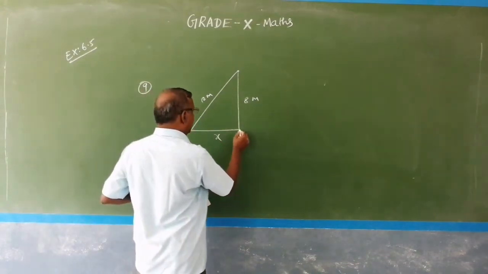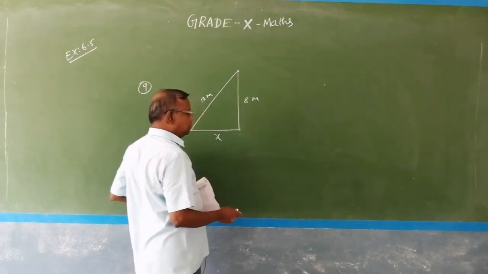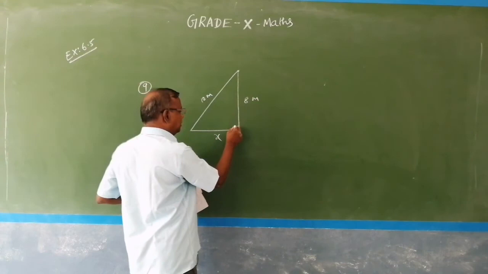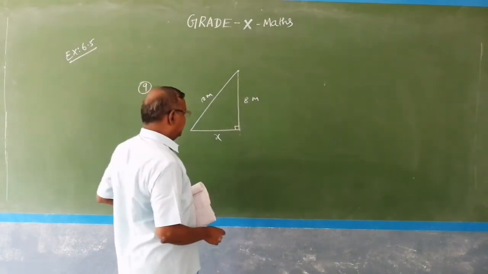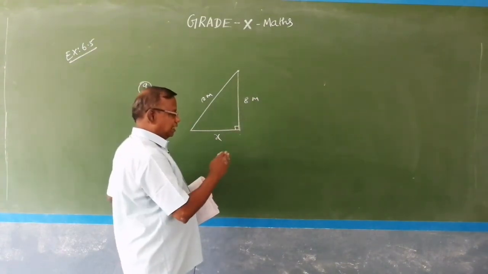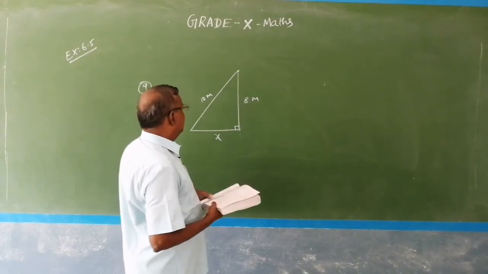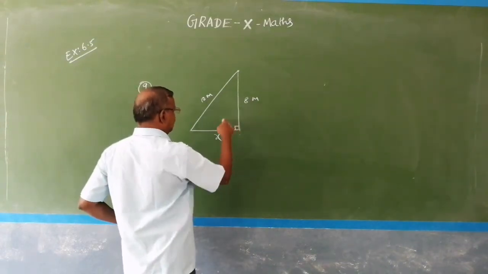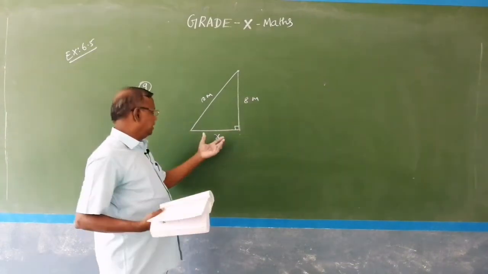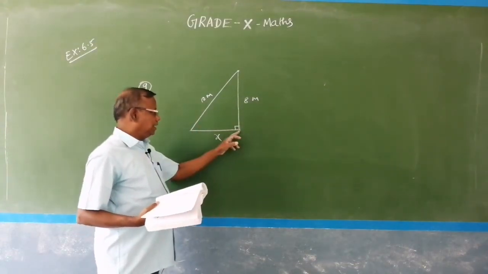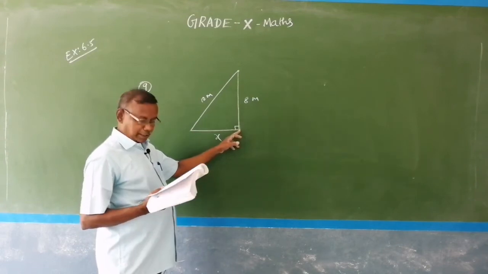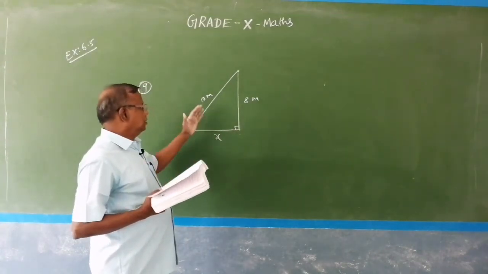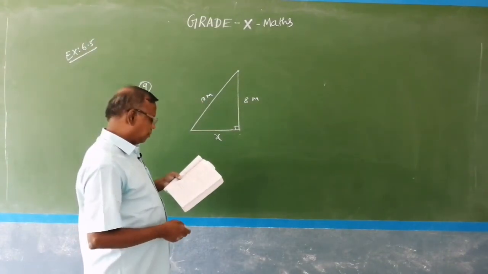Generally the window must be placed in the wall, so ground and wall must be perpendicular to each other. We don't construct the wall inclined. So ground and wall are perpendicular to each other. So using Pythagoras theorem you can find the distance between the foot of the ladder and the base of the wall. Let it be x. So using Pythagoras theorem you can solve this problem.